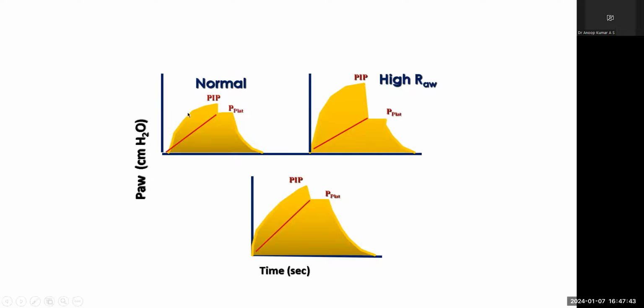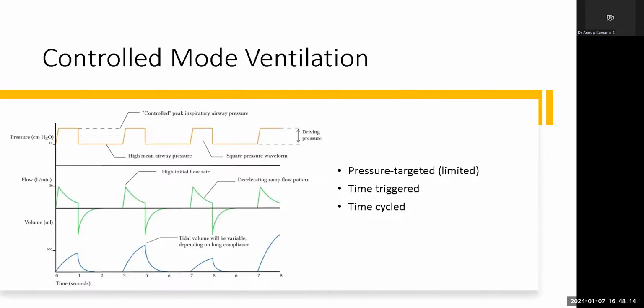So in the normal, we have peak inspiratory pressure followed by the plateau pressure. Suppose the patient is having a high airway resistance: your plateau will be normal, but the transairway pressure will be high, and your peak inspiratory pressure also will be high. Suppose the patient is having an ARDS-like picture where the compliance is poor: your peak inspiratory pressure will be high, but your plateau also will be high, and you will have a poor lung compliance. So this is a low compliance.